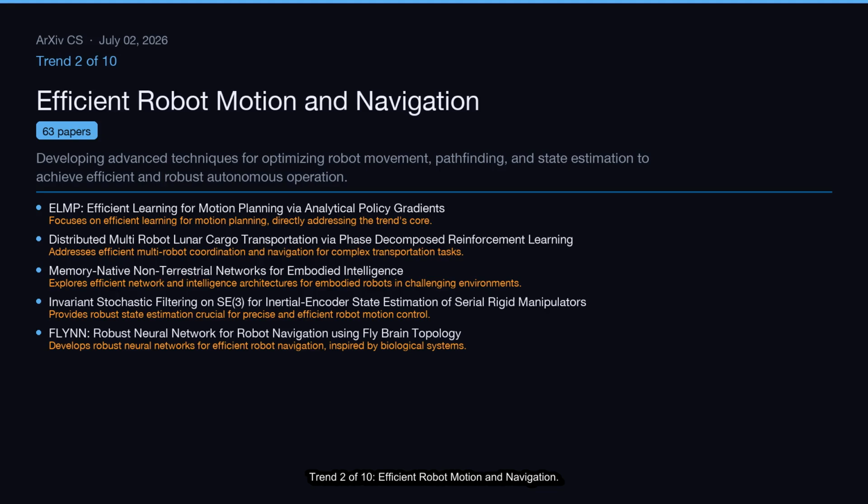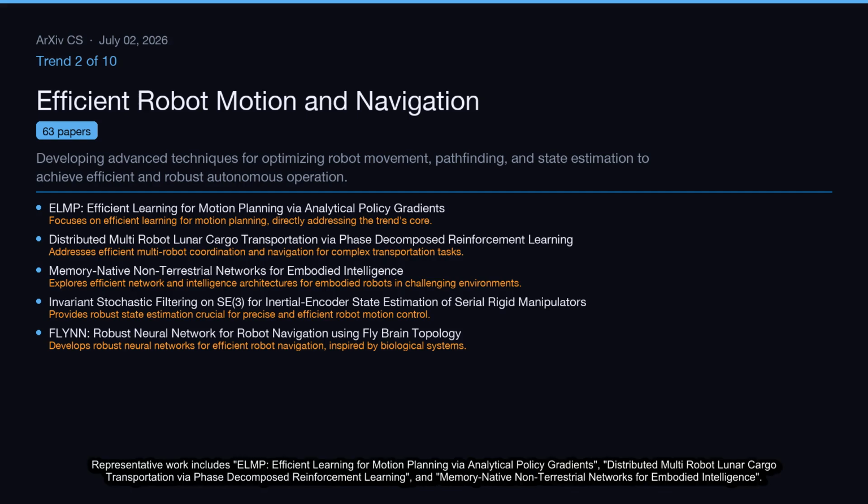Trend 2 of 10, efficient robot motion and navigation. Developing advanced techniques for optimizing robot movement, pathfinding, and state estimation to achieve efficient and robust autonomous operation. This cluster covers 63 papers. Representative work includes VLMs, efficient learning for motion planning via analytical policy gradients, distributed multi-robot lunar cargo transportation via phased decomposed reinforcement learning, and memory-native non-terrestrial networks for embodied intelligence.